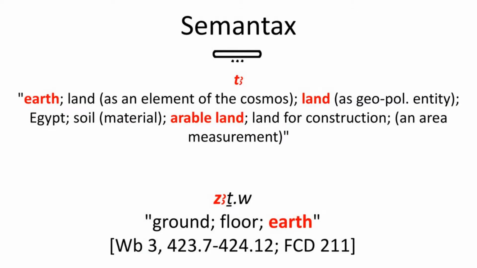But anyway, this is exactly what happened to the word ter, meaning earth, land, arable land, land for construction, etc. A form of that word is zerechu, or zerechwa, meaning ground, floor, earth. A number of sound mutations in Egyptian, which we won't get into right now, right?